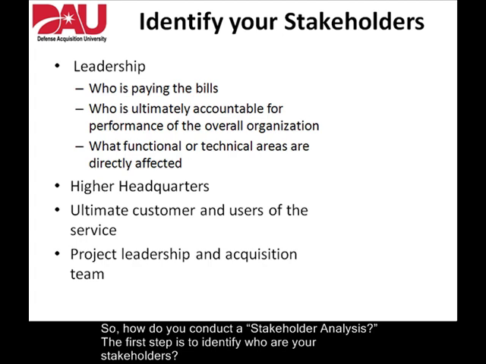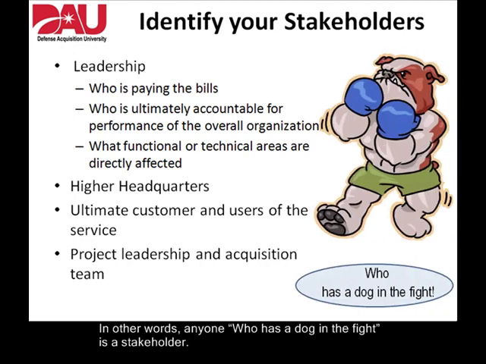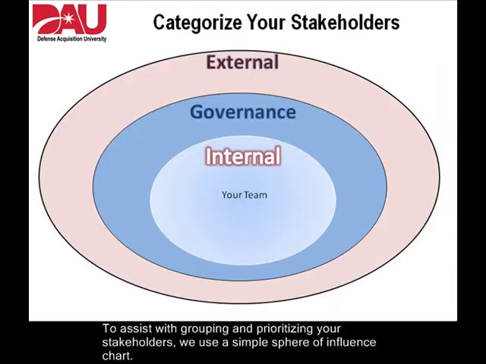The first step is to identify who are your stakeholders. Who will be affected by the acquisition? Who will have influence on the acquisition? Who has interest in the success of the project? In other words, anyone who has a dog in the fight is a stakeholder. To assist with grouping and prioritizing your stakeholders, we use a simple sphere of influence chart.